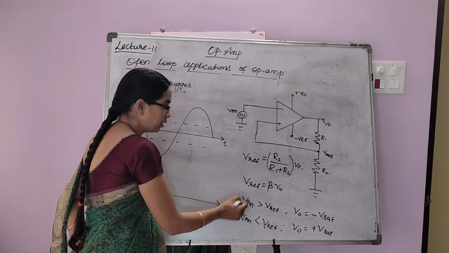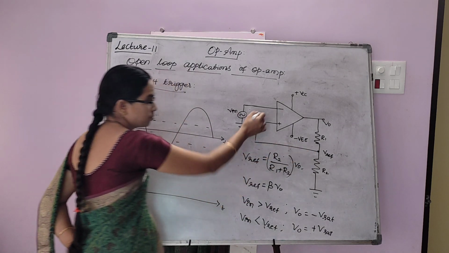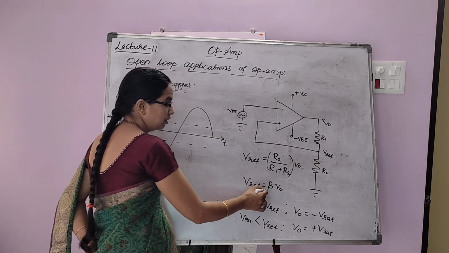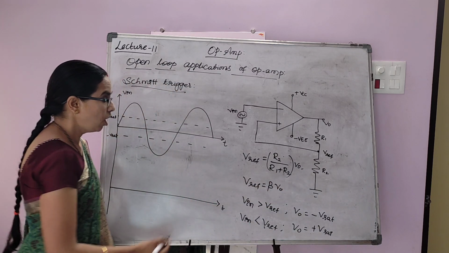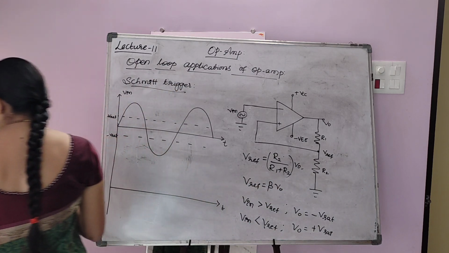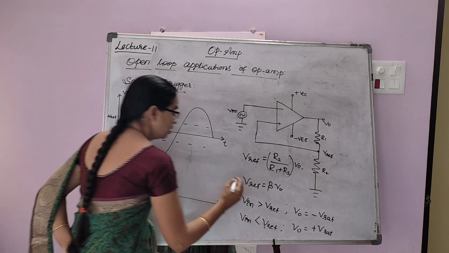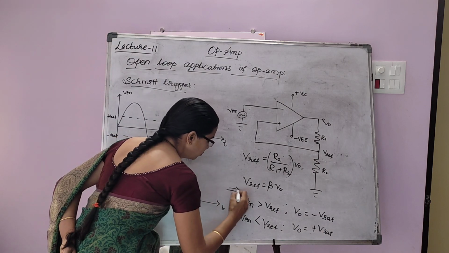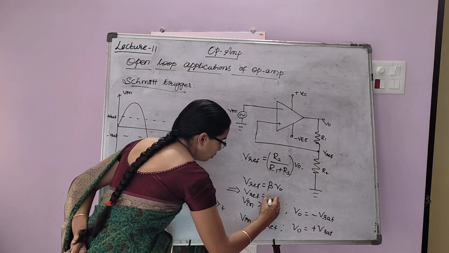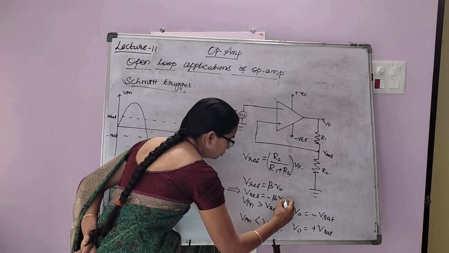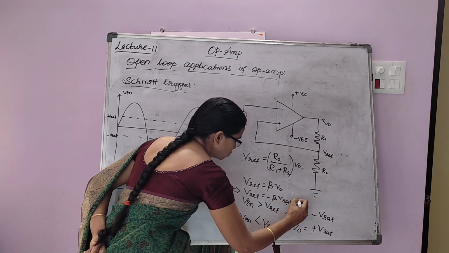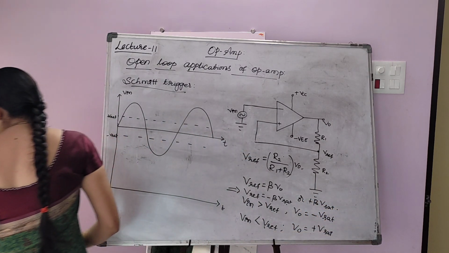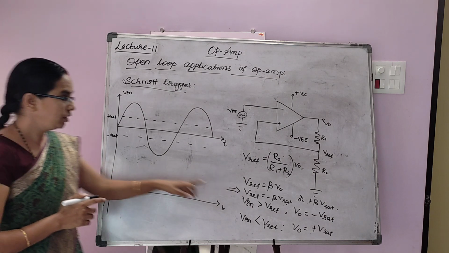So here it is comparing the input voltage with the reference voltage that is provided by the positive feedback. So here V reference will be beta V0. So output voltage will be, if V reference is set to minus beta V saturation or plus beta V saturation. That means V reference will be what?